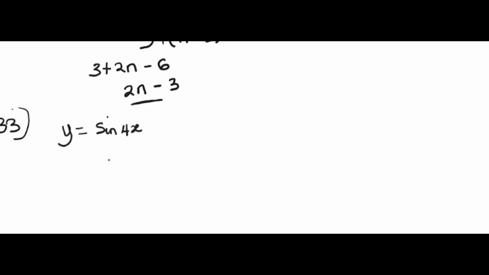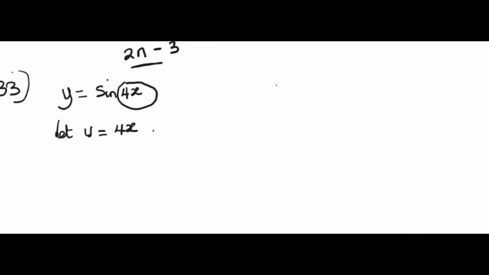Y is equal to sine 4x. Let u be equal to 4x. Must you use letter u? You can use v, you can use any one, but avoid x and y. So now if u is equal to 4x, then y is equal to sine u.